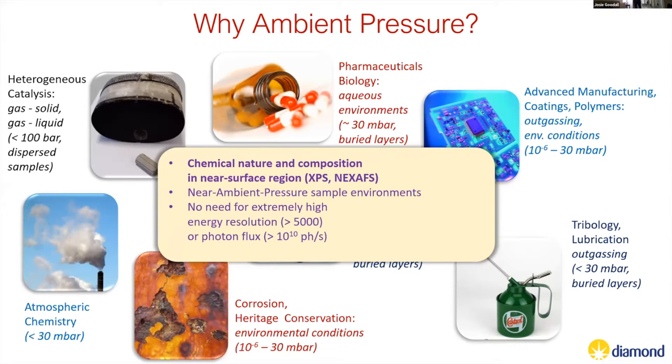So what these all have in common is that you want to look at the near-surface region, the chemical nature and composition. XPS is the main focus today, but also XAS, X-ray absorption spectroscopy. This is something we can do at the synchrotron. We don't necessarily need very high flux or very high energy resolution, and I'll show you some examples later of why we don't necessarily want this.